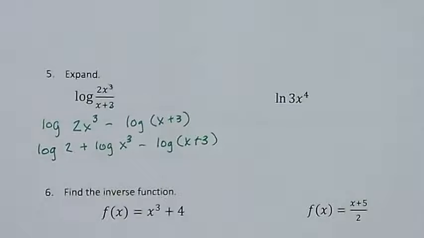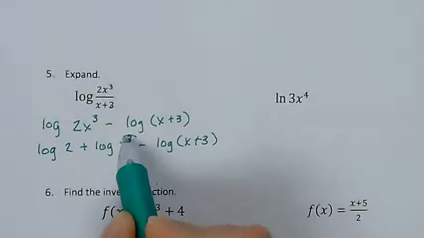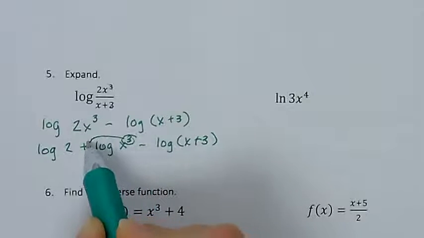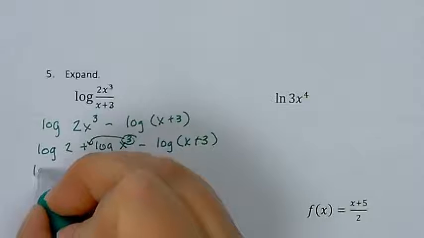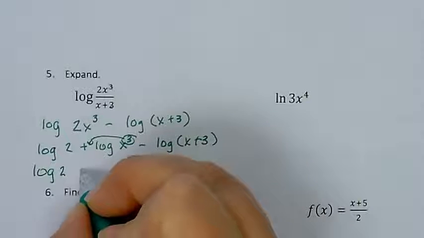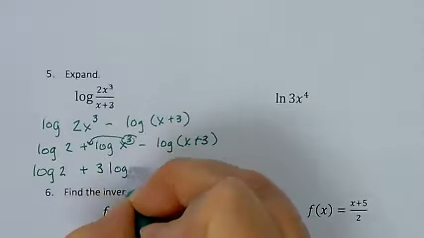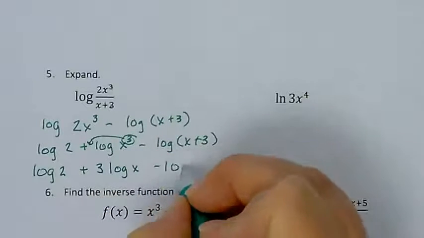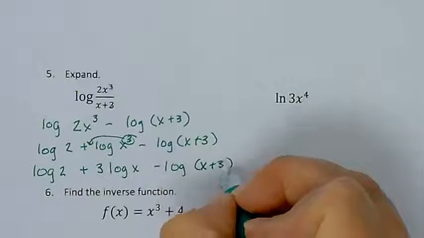And then I'm going to apply the power property, which says that if I have a power, I can make it the coefficient. So it would be log 2 plus 3 log x minus log x plus 3.